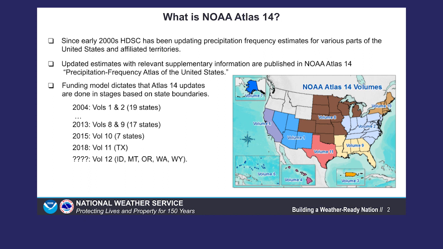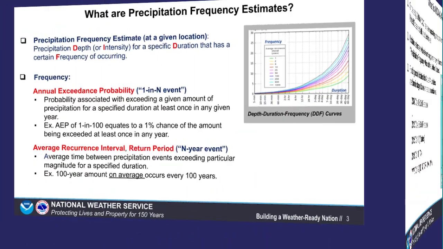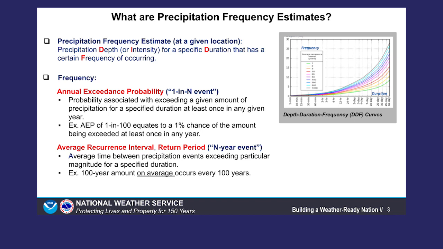States and territories associated with each of the volumes are illustrated in the figure. Volume 11 for Texas is the most recent Atlas 14 volume published in 2018. Funding is currently not available to update the estimates for the 5 remaining northwestern states with no NOAA Atlas 14 coverage. So what are precipitation frequency estimates?